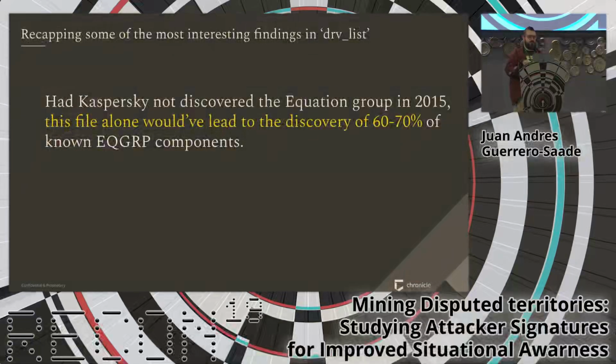So, other observations from this driver list. Well, one thing is, if Kaspersky hadn't discovered the Equation Group in 2015, just dumping this file out there would have probably led to the discovery of about 60 or 70% of the Equation Group components, which I think is particularly interesting. The Shadow Brokers benefited from the context of having this big threat intel release beforehand, but all they needed to do if they really wanted to screw over the Equation Group was just dump that one file.